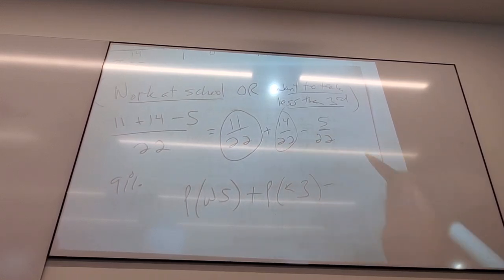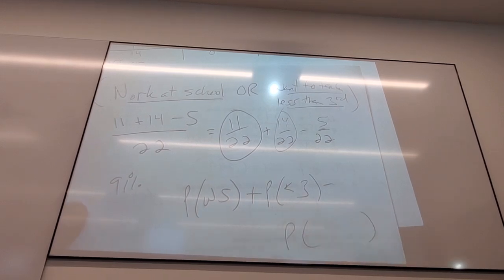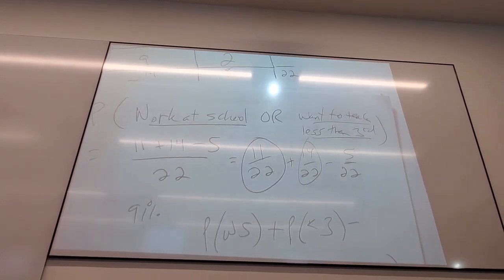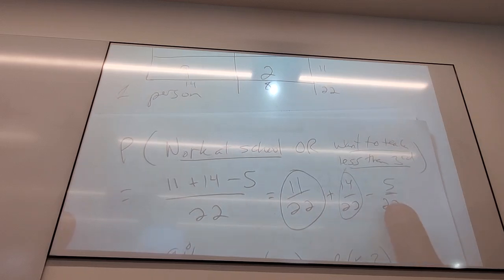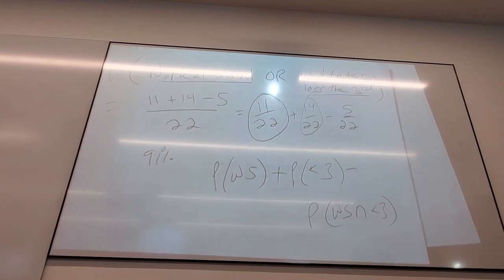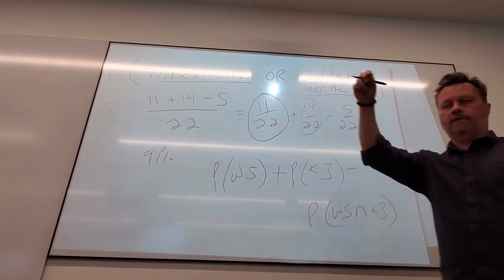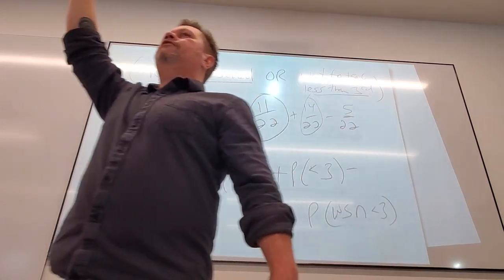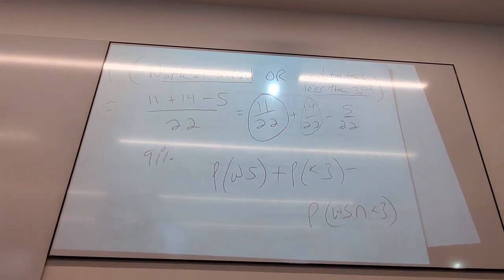And then I have to subtract off what exactly? What people did we subtract off? This probability was that they did both, that they work at a school and they want to teach less than 3rd grade. Okay, so now we have actually developed the formula for OR.